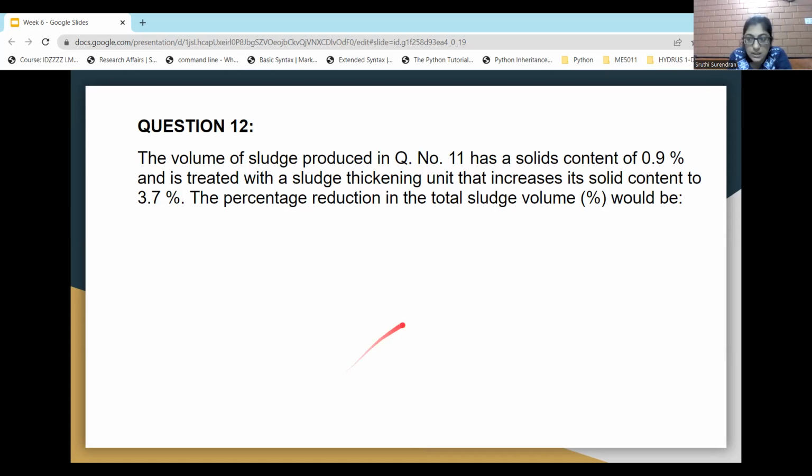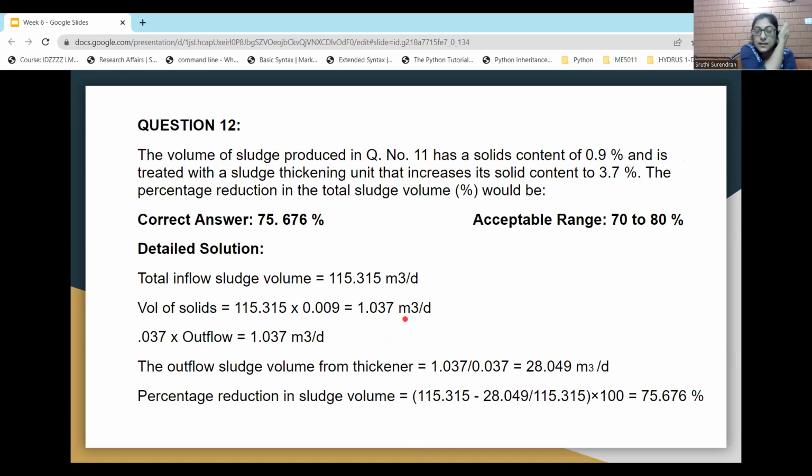Okay, so let's move on to the answer. Like we discussed earlier, we had got the total inflow sludge volume as 115.315 meter cube per day. So the volume of the solids can be obtained by multiplying this volume by the percentage of solid content, which is 0.9 percent, equal to 0.009. So here we are getting 1.037 meter cube per day as the volume of the solids.